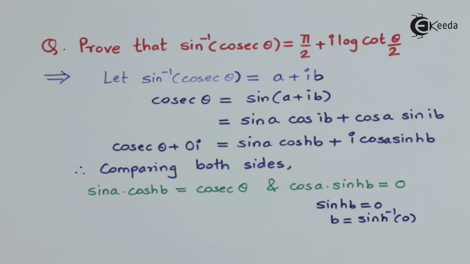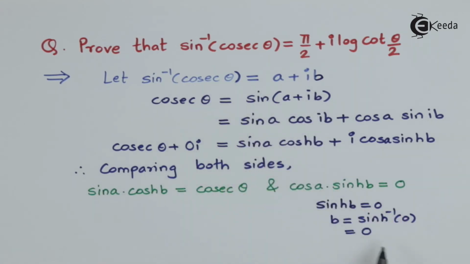So guys, if we assume that hyperbolic sin B is 0, then B will be hyperbolic sin inverse of 0, which is 0. So it means we are getting the value of B as 0. Now guys, let's come here.